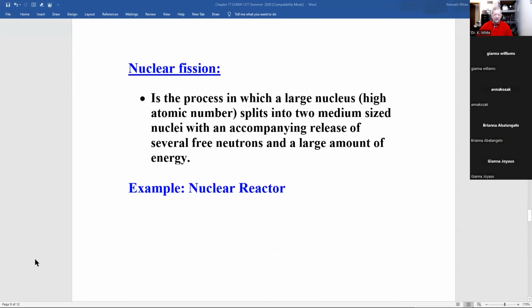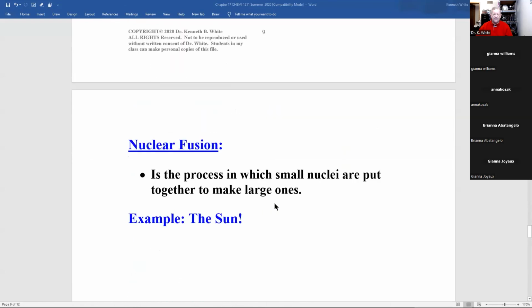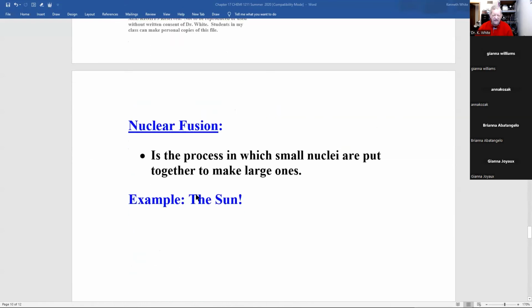You should know this. What's a nuclear reactor? That's fission. And you should know fusion is the sun. That's the nuclear reaction that goes on there.